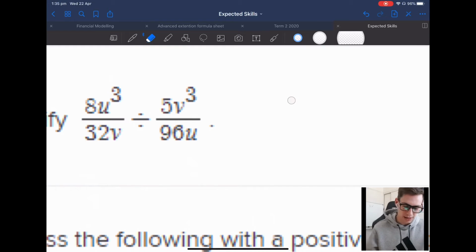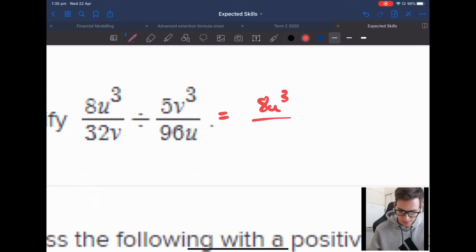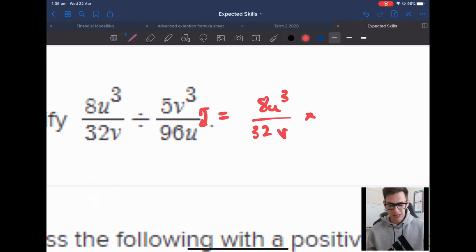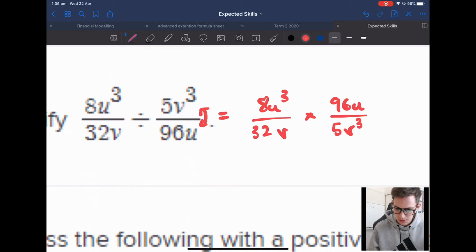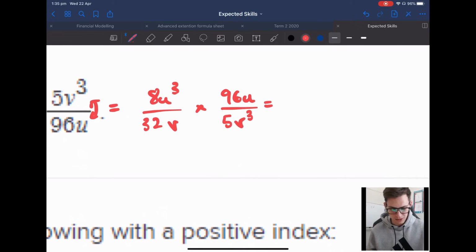When we divide with fractions, we're just going to turn it into a multiplication problem. So the first thing always stays the same because that's the amount we are dividing. And then we change our divide into a times. And then I'm just going to flip, do the reciprocal of that second term. So I'm going to get 96u over 5v cubed. Now that's probably looking quite intimidating, because it is quite intimidating and it's quite gross. There isn't actually much that's going to cancel here.